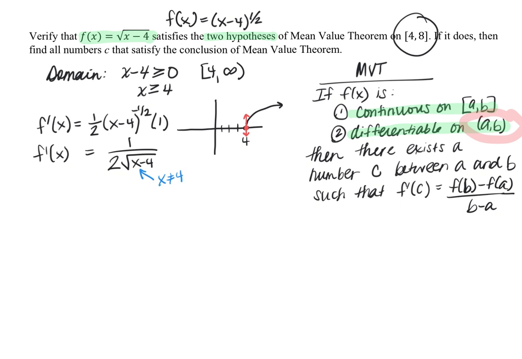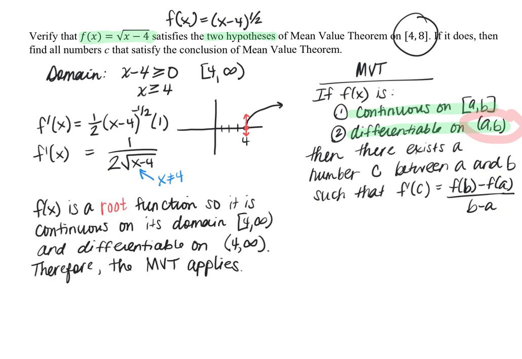Now we just need to write a sentence basically summarizing everything that we just discovered. So here's a good summary. F of x is a root function.